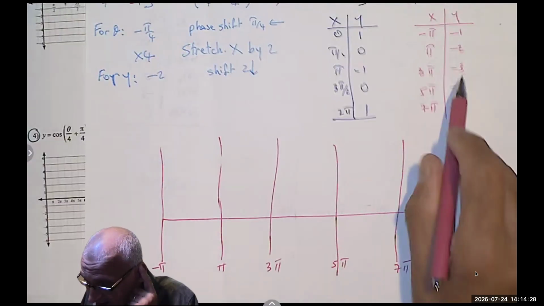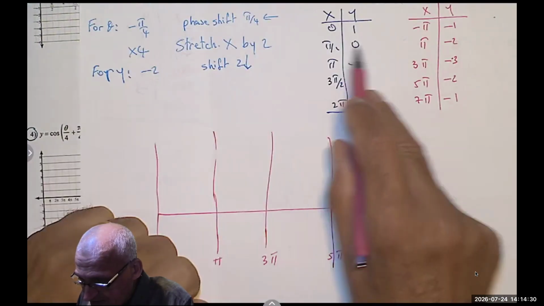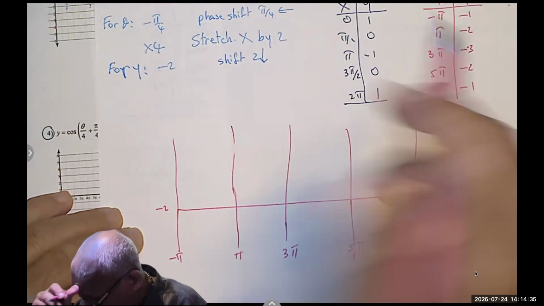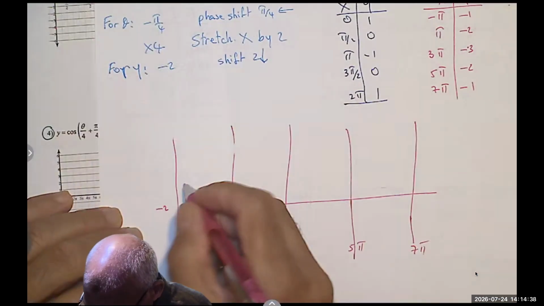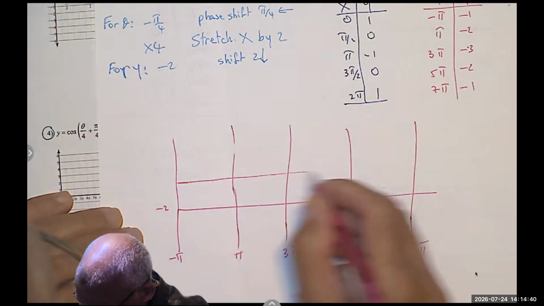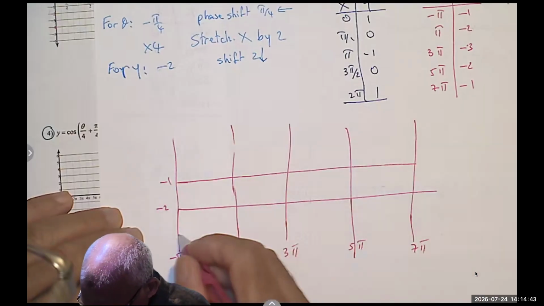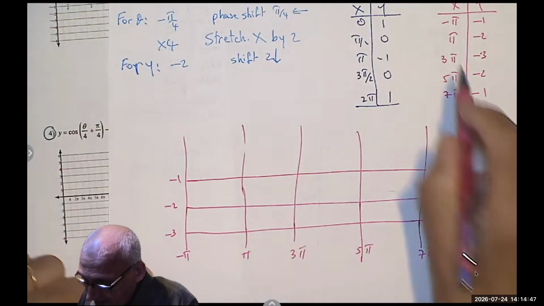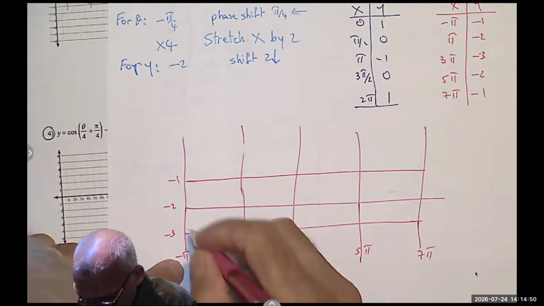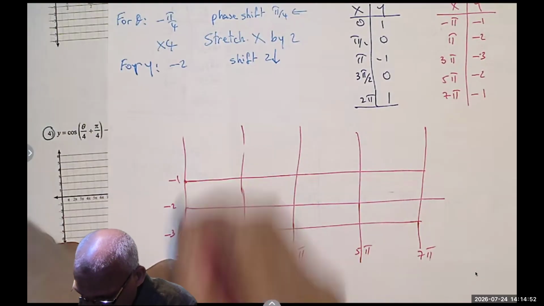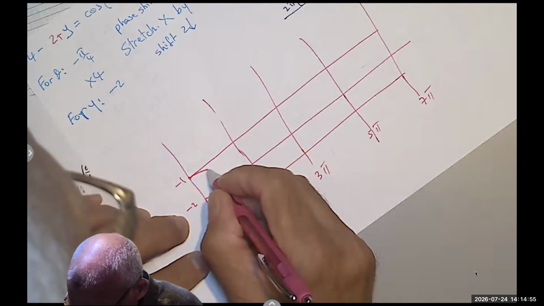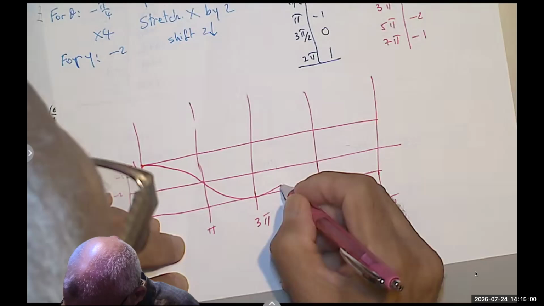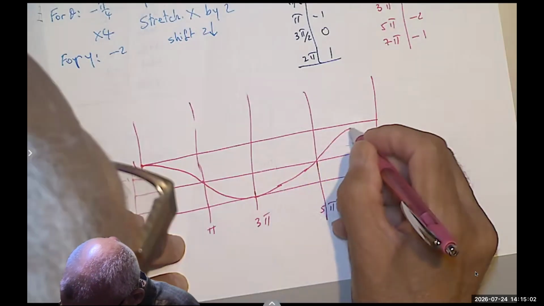This center line, which is next to the 0, is -2. I go up to -1, and I go down to -3. And again, at negative pi, I am at -1, meaning the maximum. And then I will go down like that, up like that. Of course, not to scale, so it looks horrible.